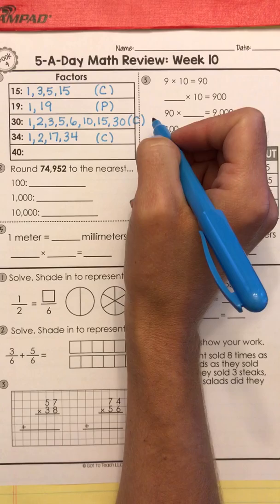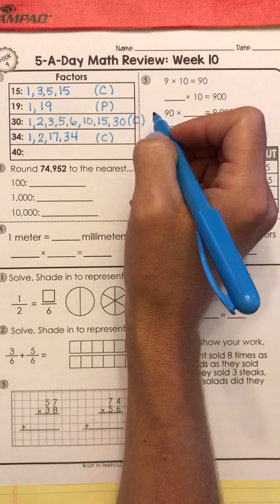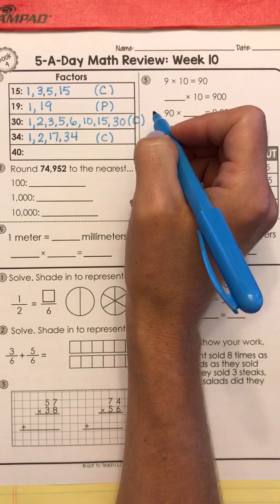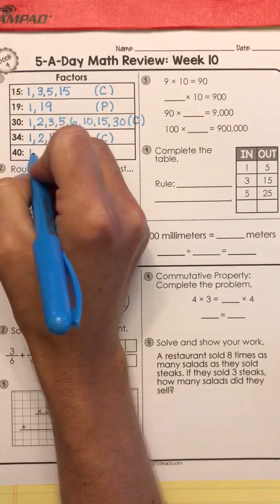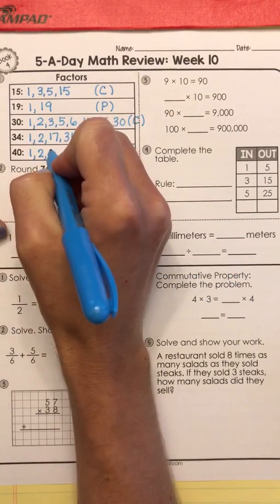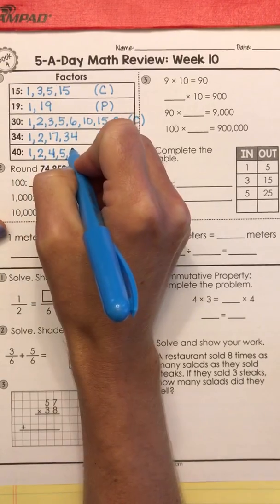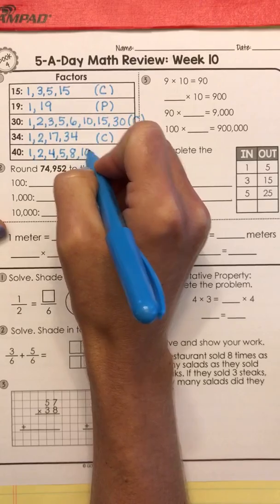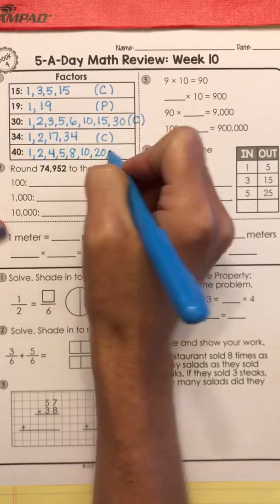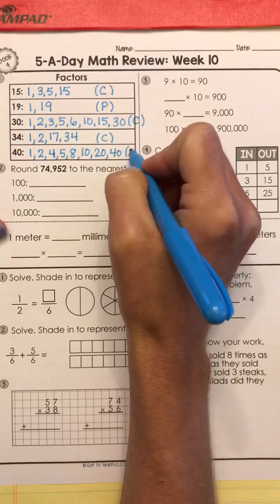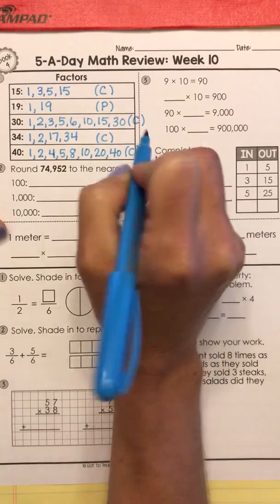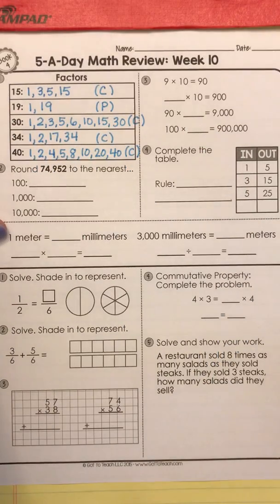All right, and the very last one, we have the number 40. So the factors of 40, we have 1, 2, 4, 5, 8, 10, 20, and 40, making 40 a composite number as well because it had more than 2 factors. Okay, remember anything that has more than 2 factors is going to be a composite number.